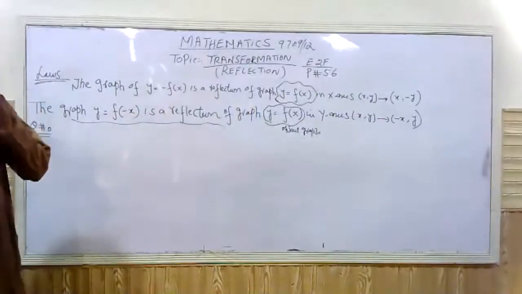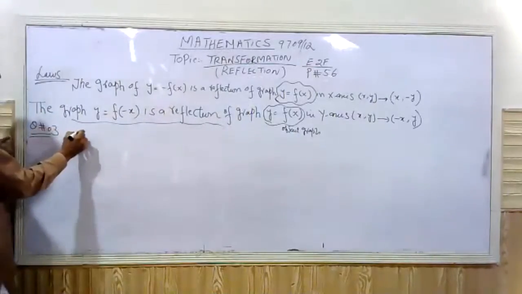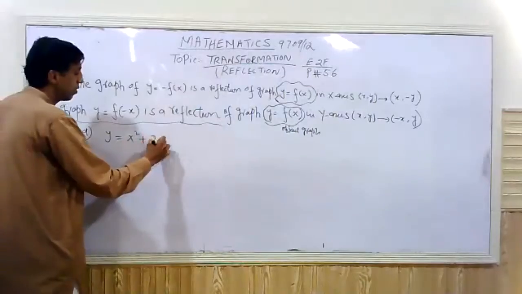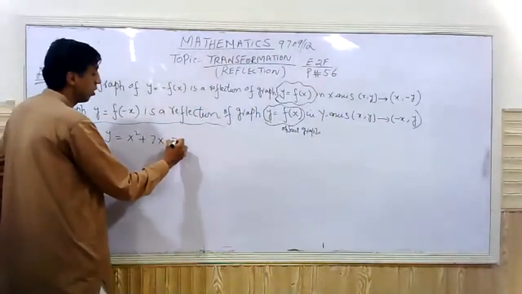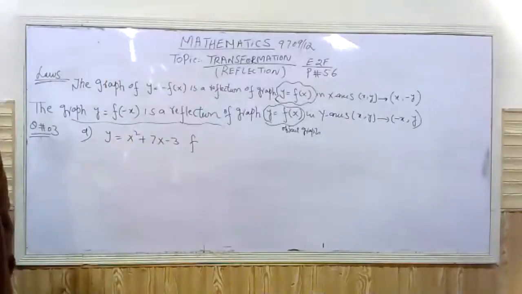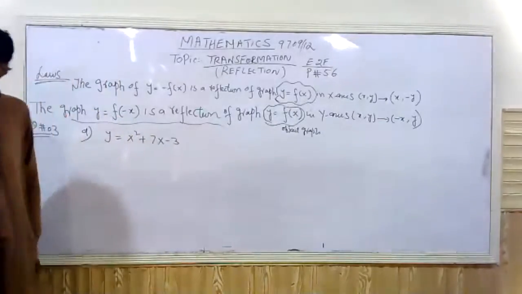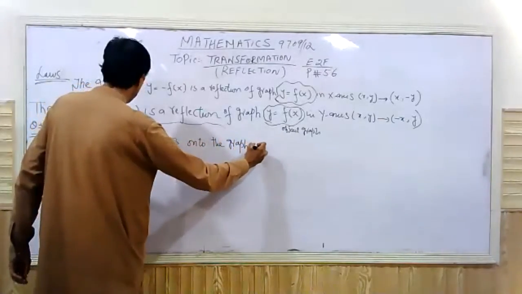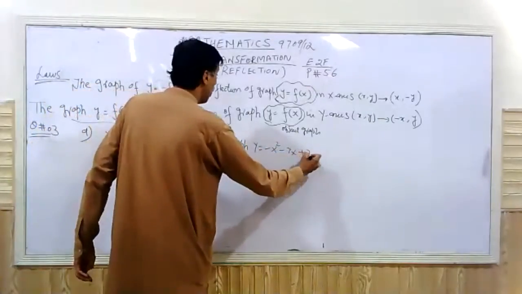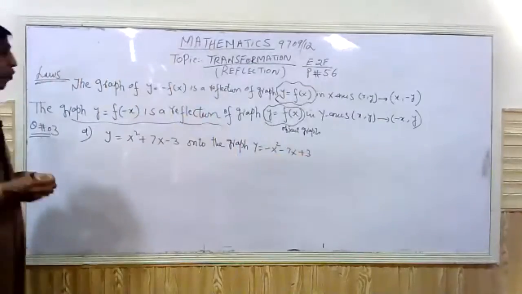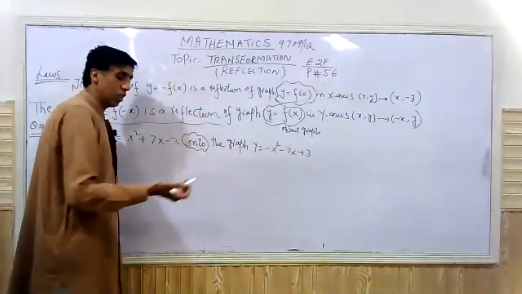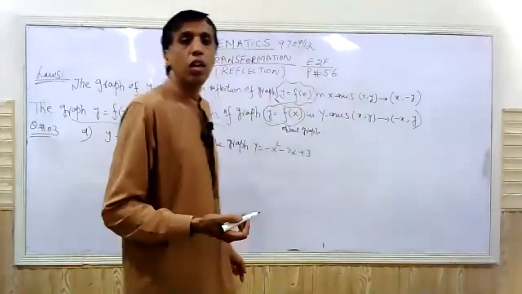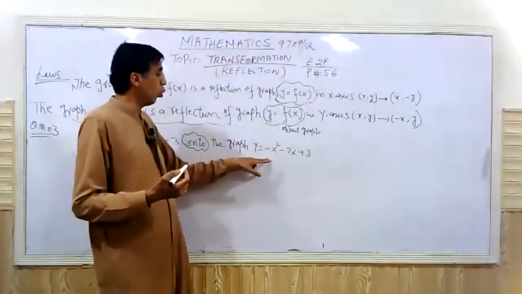In the third type of question, the object equation and the image equation are given: y is equal to x square plus 7x. Whenever you find the English word onto, this is our terminology, the following equation will be the image equation. Whatever equation comes after the word onto, it is the image equation.